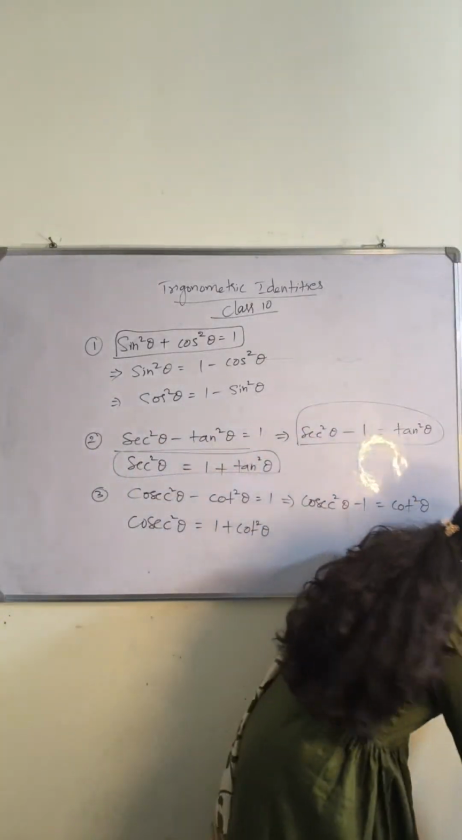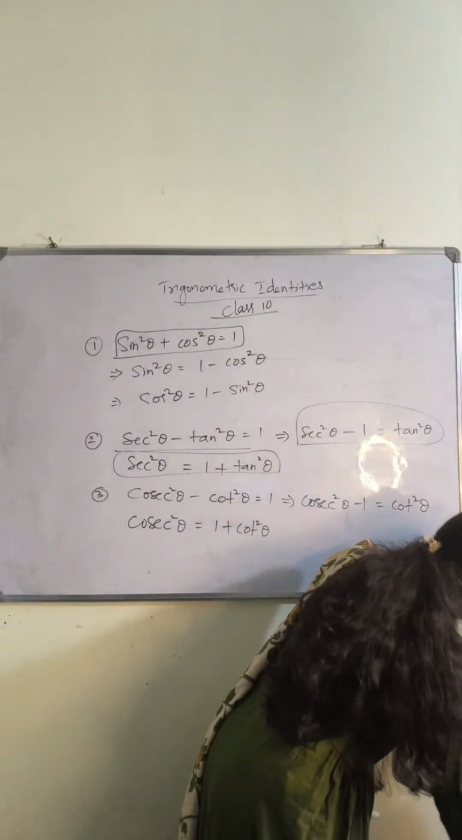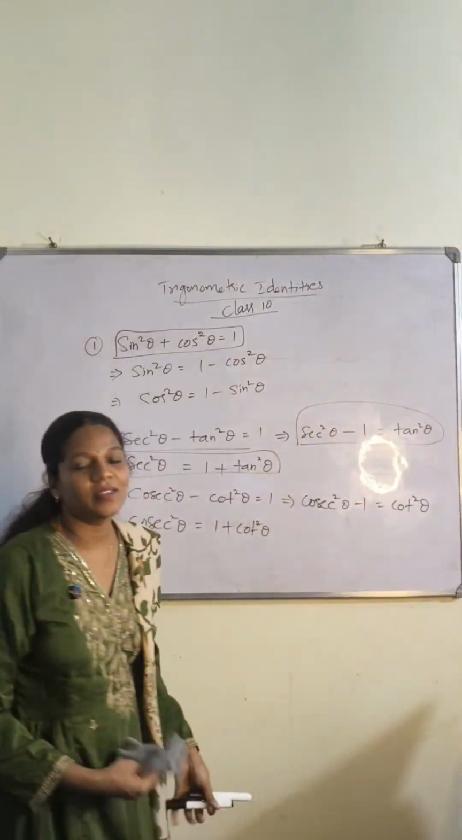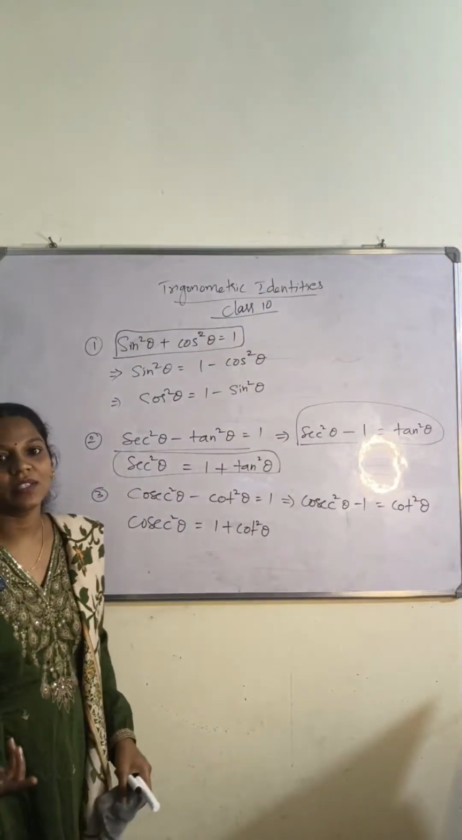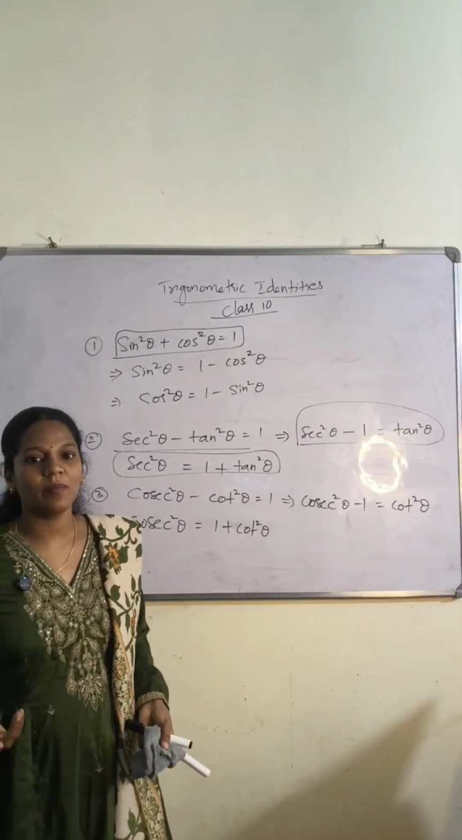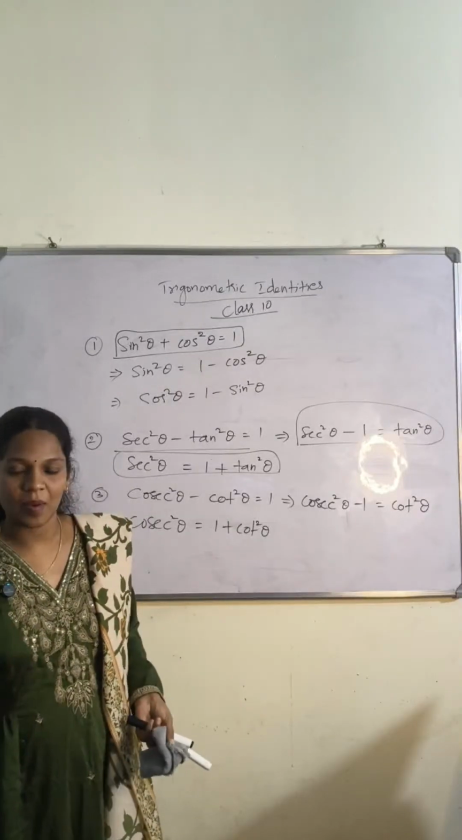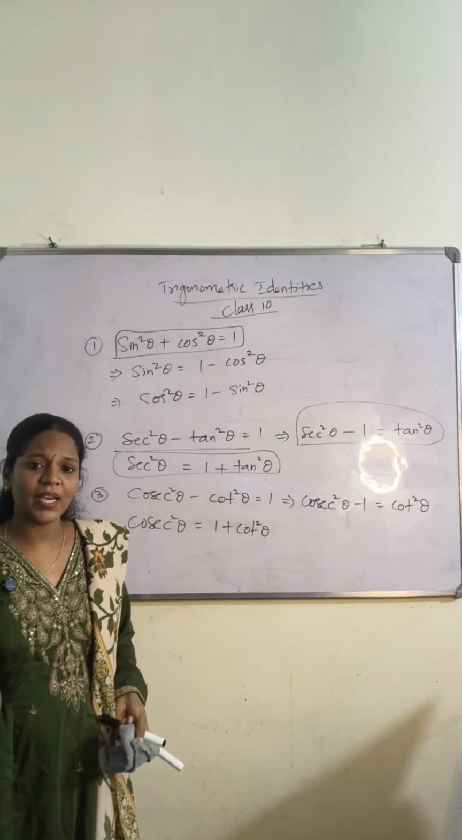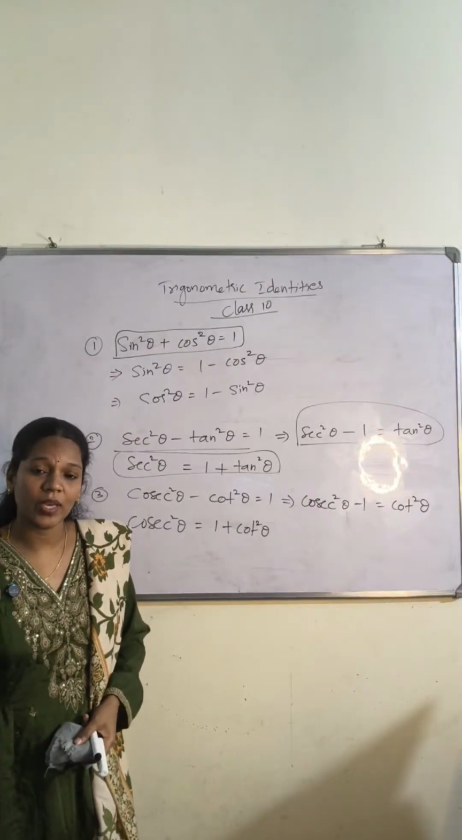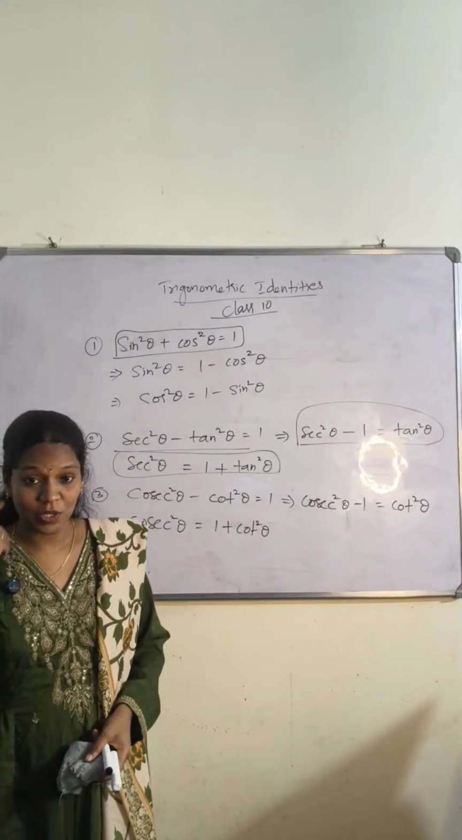Now, instead of directly learning what the identities are, a plus b whole square equals a square plus b square plus 2ab, and a minus b whole square, the product of a plus b and a minus b. We have so many identities like that, a plus b plus c whole square, a cube plus b cube plus c cube minus 3abc.